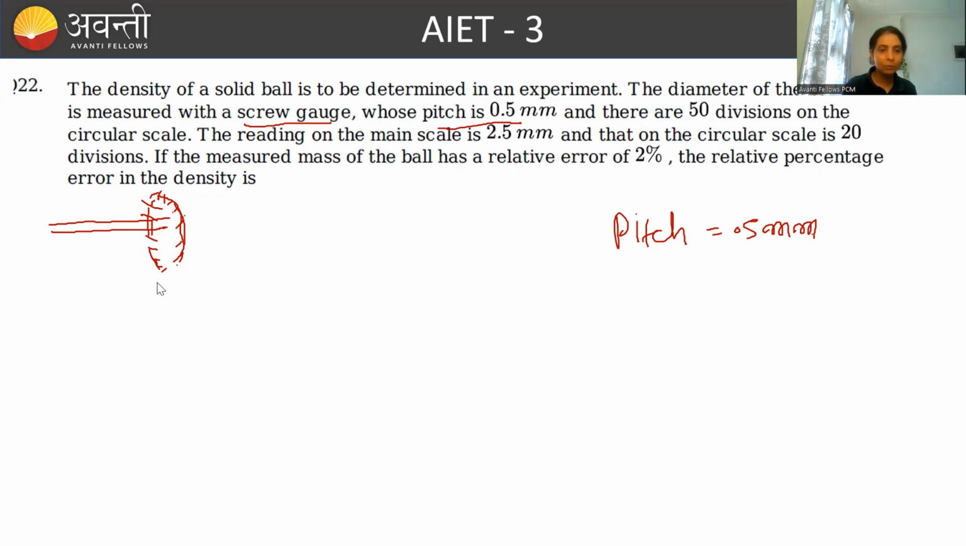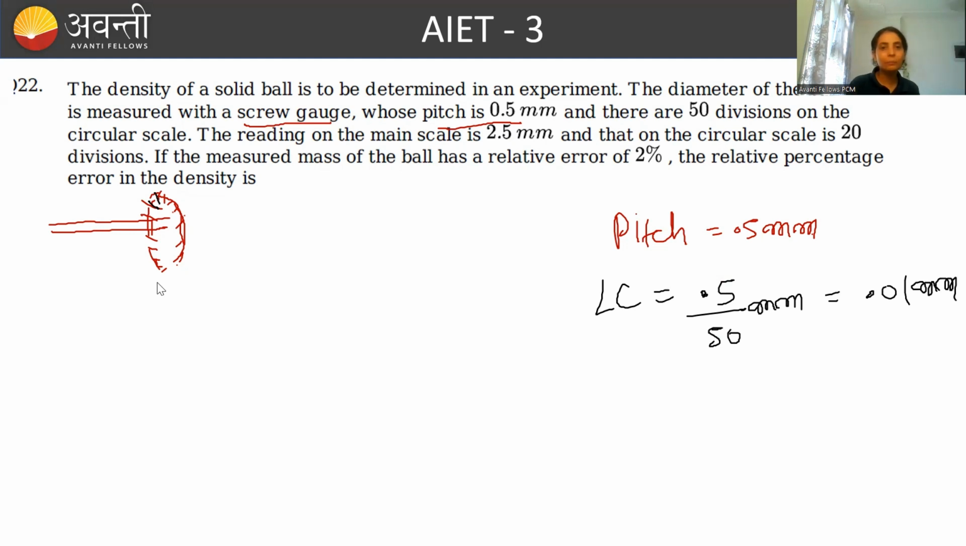So least count का मतलब क्या हुआ? Least count of screw gauge क्या होगा? इस circular scale के एक division का क्या मतलब? So that one division you can calculate by pitch divided by number of divisions. 0.5 upon 50 millimeter. So this is equal to how much? 0.01 millimeter. So least count we have calculated.